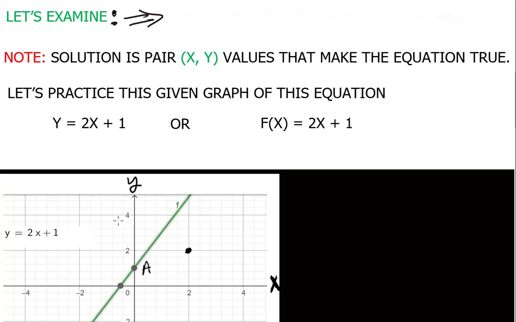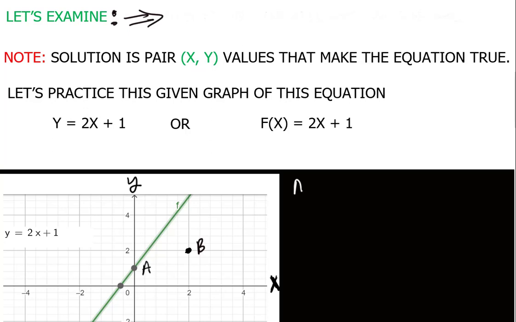To know that, we will use this equation and check if these points are a solution. We will check one point on the line of the graph, and one point that is not on the graph. So we will choose A and we will choose B. Those two points only.